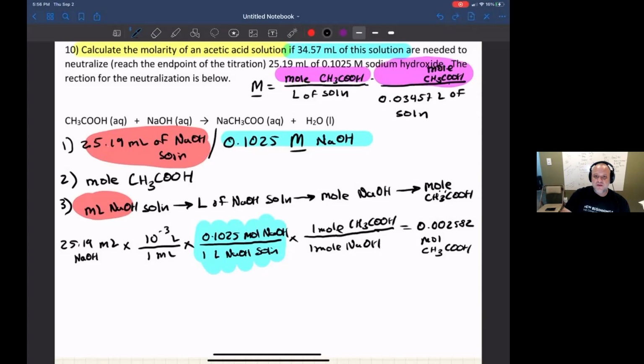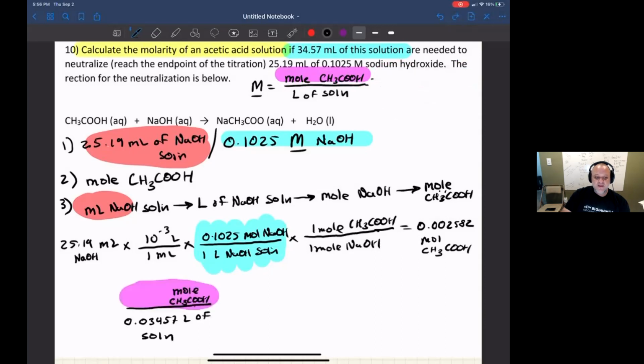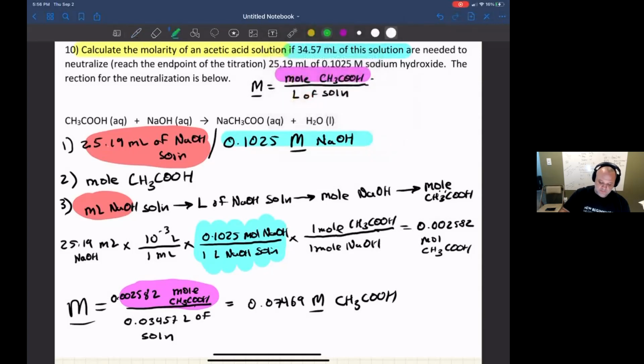All right, so we're almost done. What we've got to do is take this formula for molarity and stick in 0.02582 moles. When we put that into our calculator, we get 0.07469 molar acetic acid. And that's the final answer for this problem.